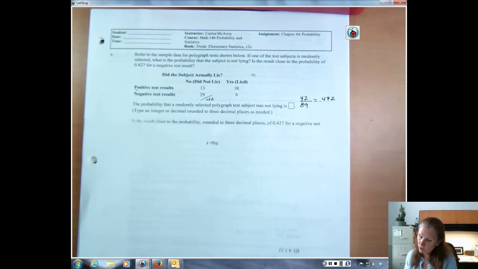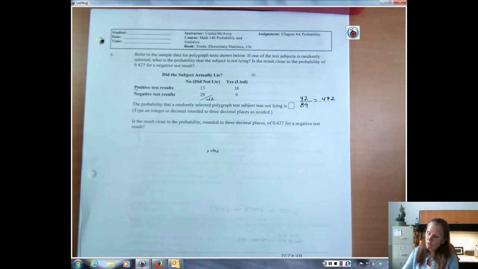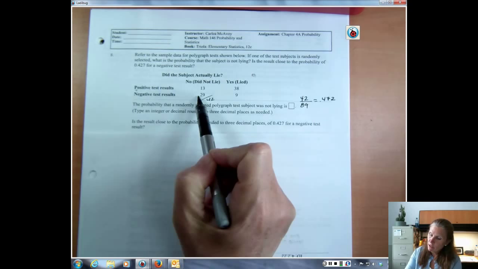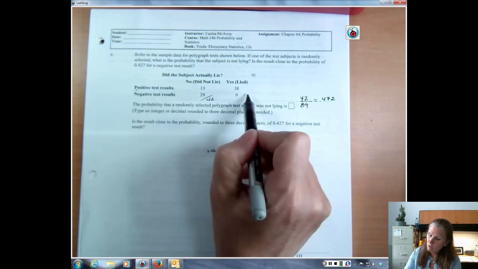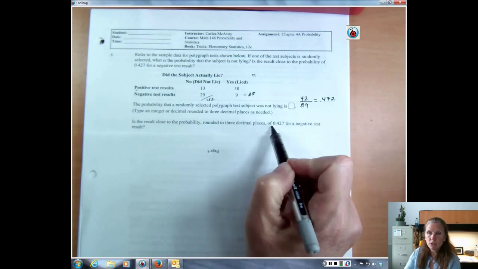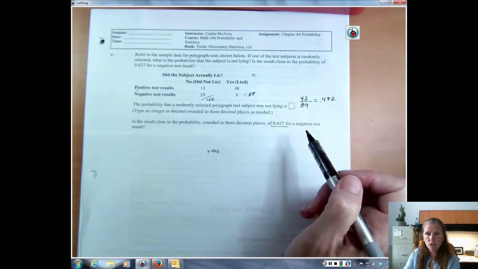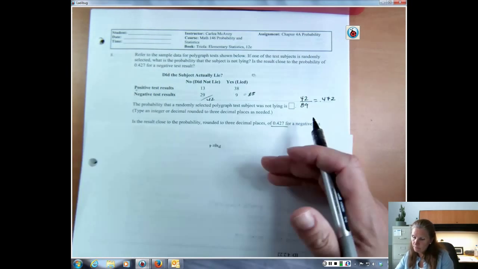Okay, second question. Is the result close to the probability, rounded to 3 decimal places, of 0.427 for a negative test result? If you look across this way, 29 and 9, that's a negative test result. Negative test results total up to 38, and 38 divided by 89 is this number. And they're asking, is the result close to the probability if you round to 3 places?